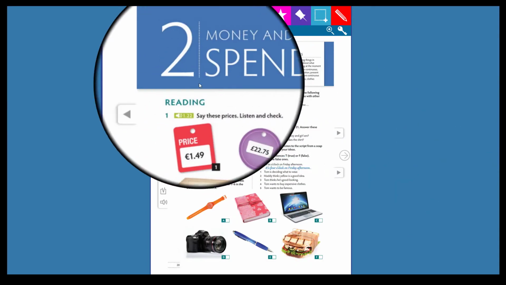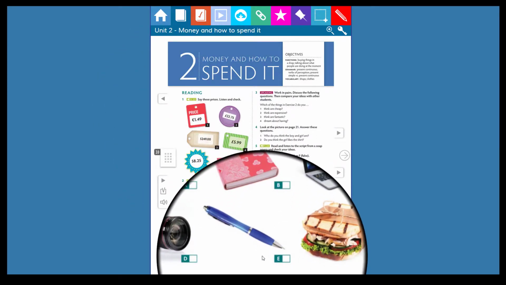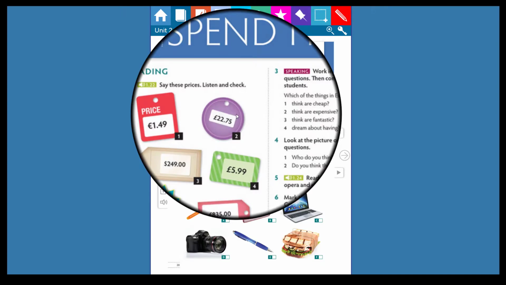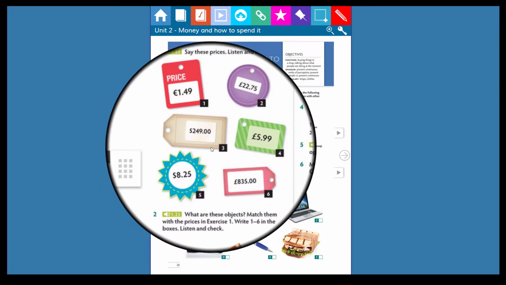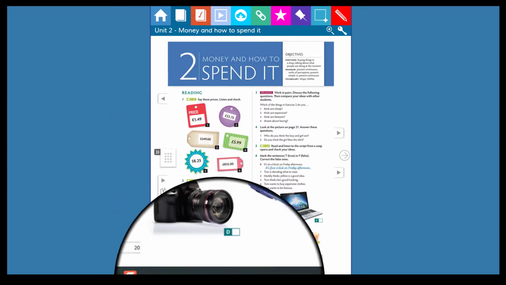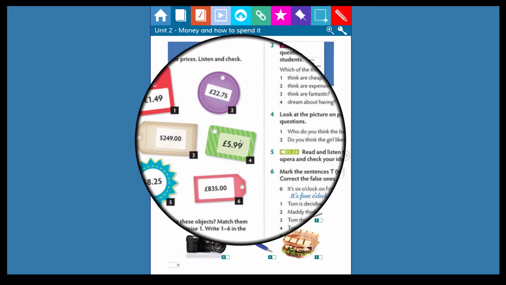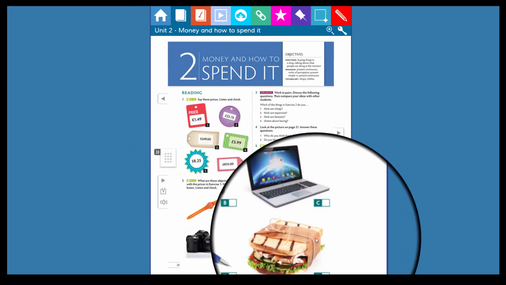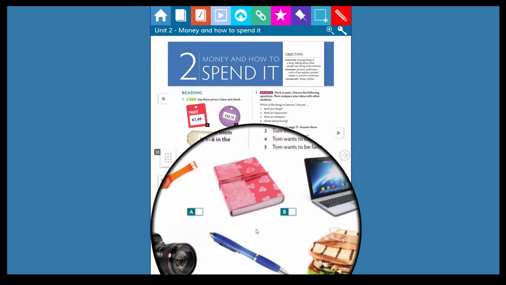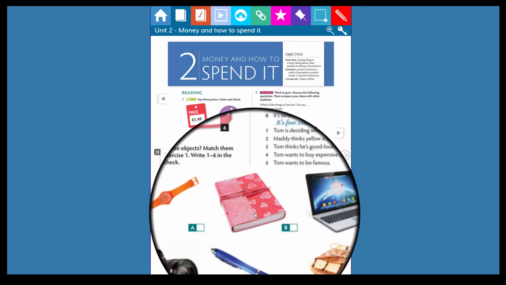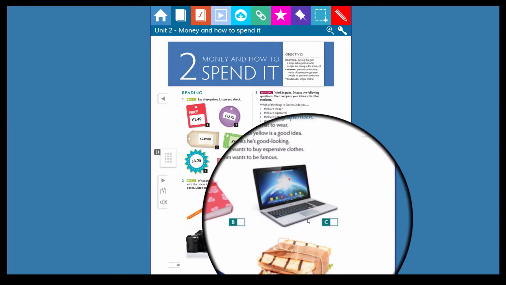So, number 1, letter E, correct. Number 2, letter A, very good. Number 3, letter D, the camera. Number 4, letter F, the sandwich. Number 5, letter B, the notebook. And number 6, letter C, the laptop.